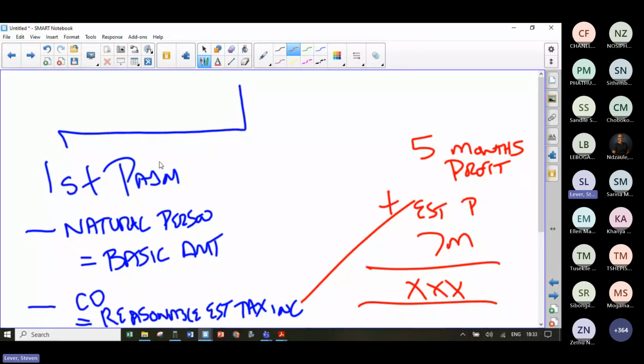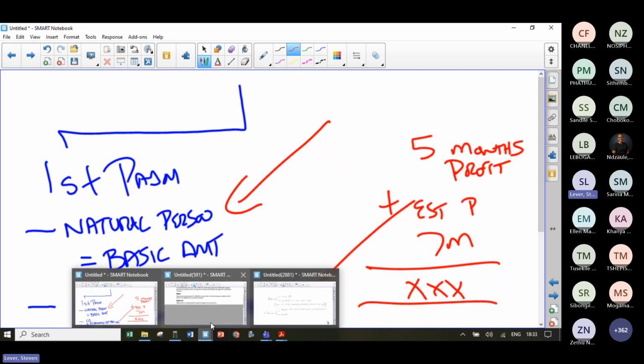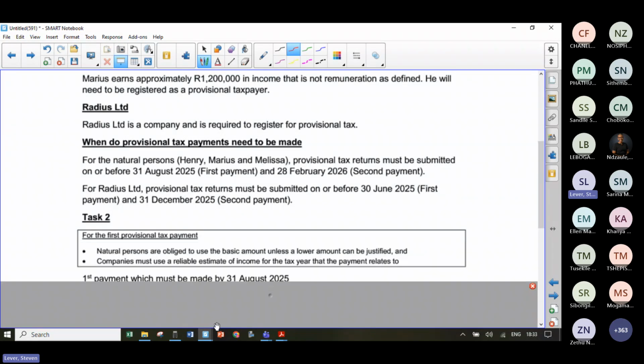That's what they want. Can that happen in an exam? Probably not. So your chances of getting a first payment for a company are not good. Because that's more like a MAC question and you need to have more information given. What you can get in an exam is using the basic amount for a natural person. So what I'm going to do with you is go through what the definition of a basic amount is.